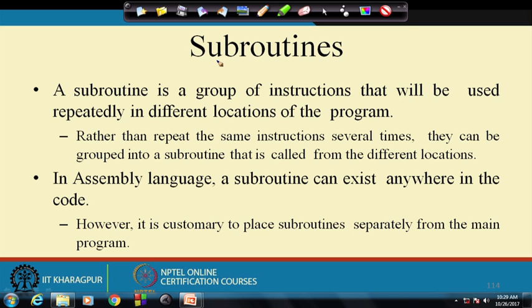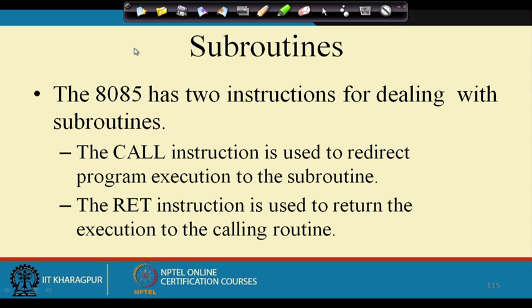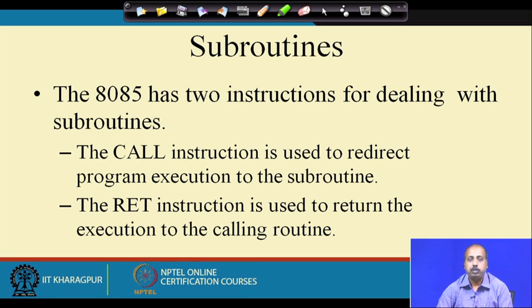Next we will see some subroutines in 8085. There are two instructions that deal with subroutines in 8085. One is the CALL instruction. The CALL instruction is used for calling a particular subroutine and redirecting the program execution to that subroutine. The way it takes place is that the program counter will be loaded with the address of this subroutine, and that way the next instruction to be executed will be from that particular address. So, this way execution happens in case of CALL.